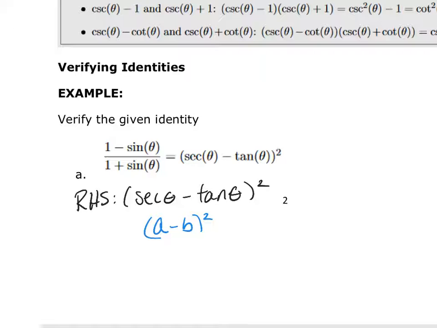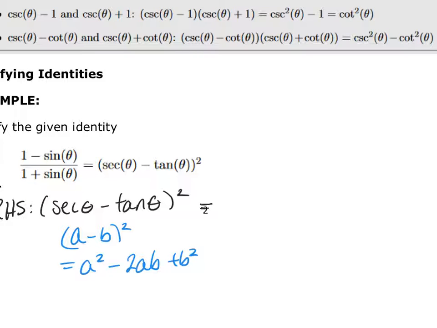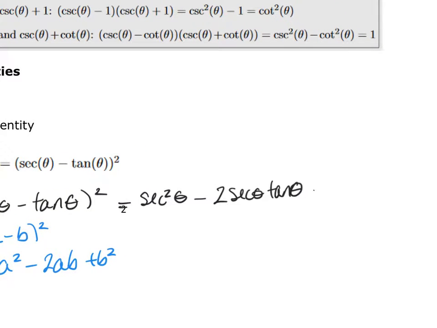So what I'm going to do is expand this out. This becomes a perfect square trinomial. And I have a minus b squared becomes a squared minus 2ab plus b squared. That's what it looks like as a perfect square trinomial. So I'm going to use that knowledge and expand that out. It'll be my first term squared, which is secant squared of theta, and then minus 2 times the secant of theta, the tangent of theta, and then plus the tangent squared of theta. So again, all I'm doing is following the rules for multiplying out a perfect square trinomial.